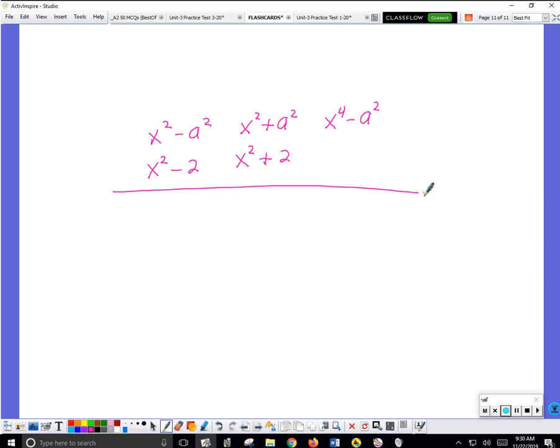Okay, this difference of squares does factor. So x squared subtract a squared will factor into x plus a multiplied by x subtract a. Questions there? However, x squared plus a squared does not factor. And it's important to notice that this is always positive. So never 0, never negative.